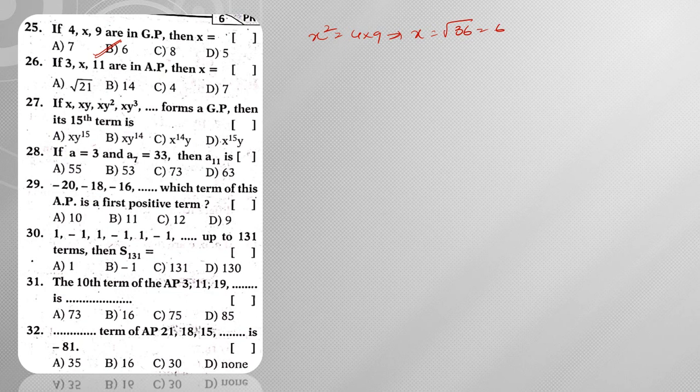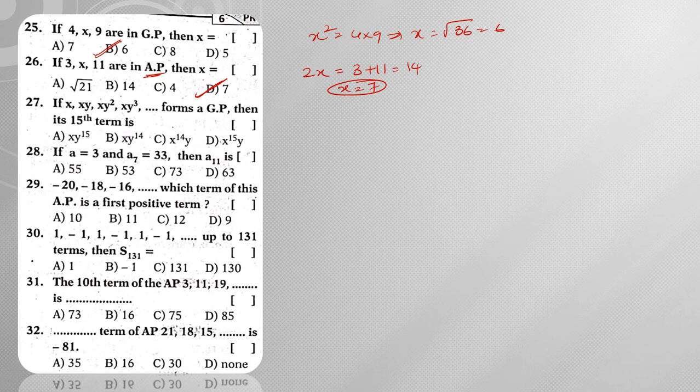Next, 3, x, 11 are in AP. So AP means 2 times the middle one is equal to the sum of the remaining 2. So 2x is equal to 3 plus 11. So 3 plus 11 is 14. So from this, x is equal to 7. Hence the value of x is 7.